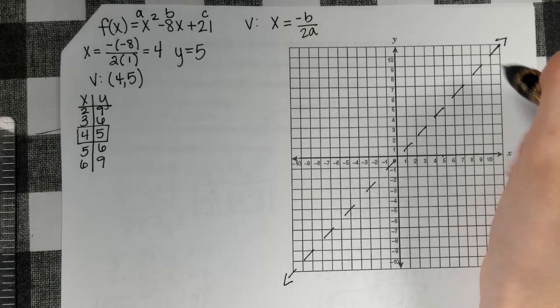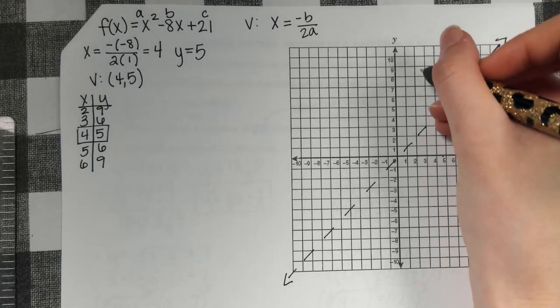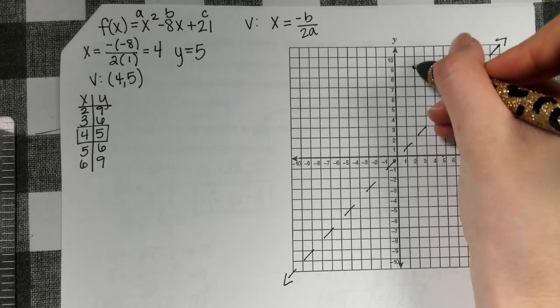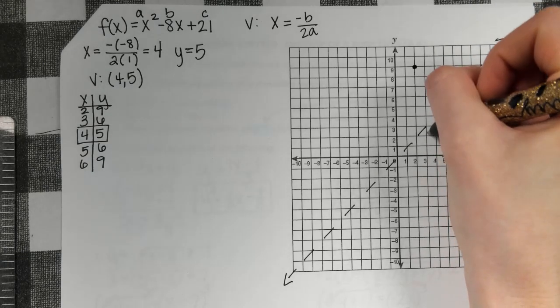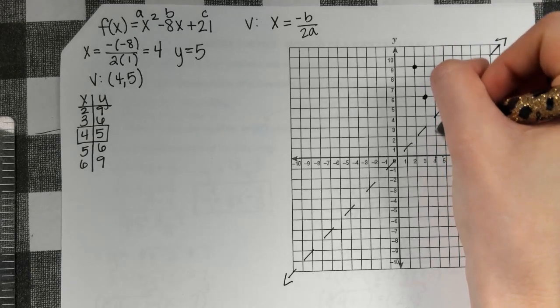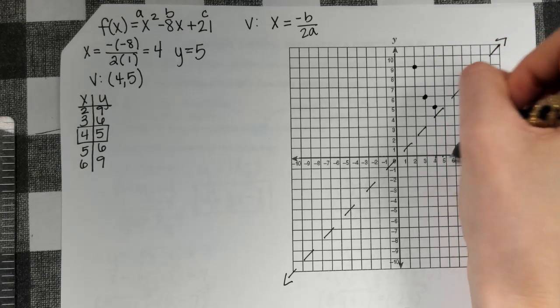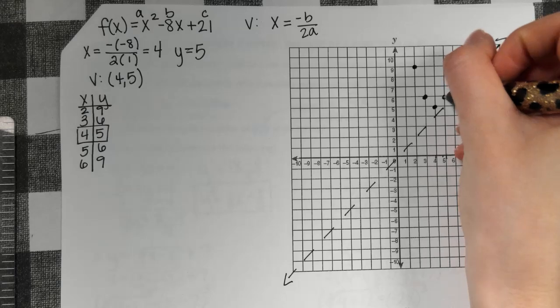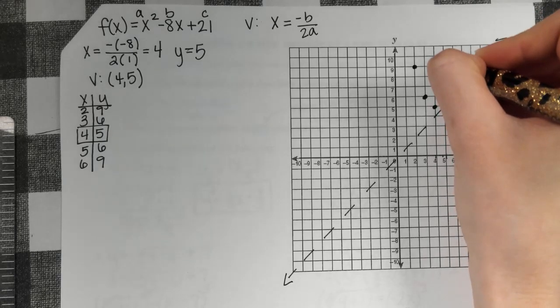Then I can plot my points: (2, 9), (3, 6), (4, 5), (5, 6), and (6, 9).